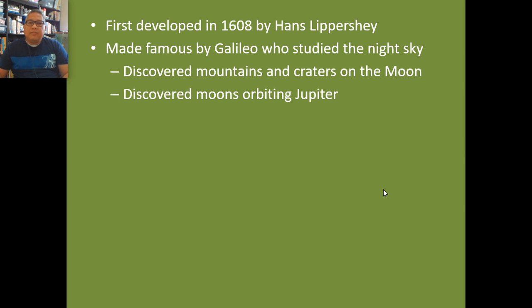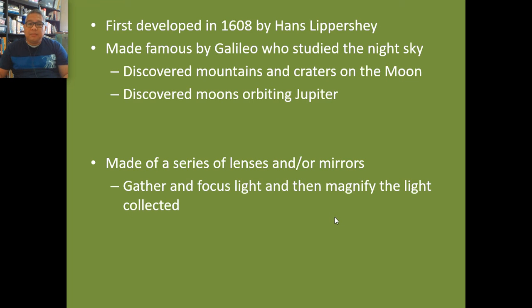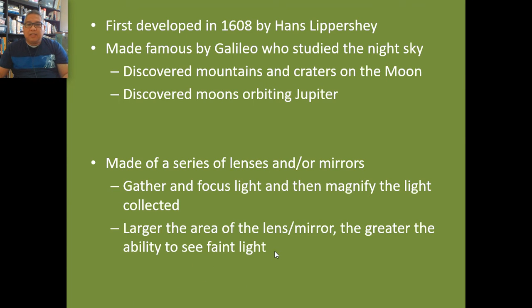He discovered mountains and craters on the moon. He discovered moons orbiting Jupiter. So that's how important telescopes are, made of a series of lenses and mirrors. Obviously, the more light allowed by the lens, the better we can see, the clearer the image. So telescopes gather and focus light, and then magnify the light collected.